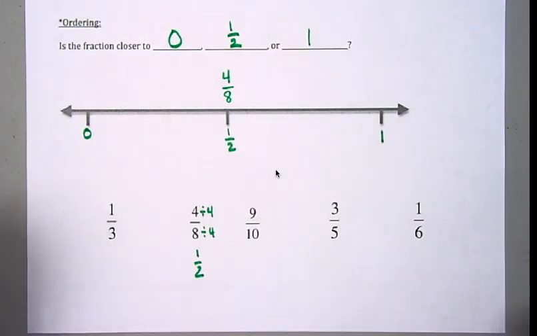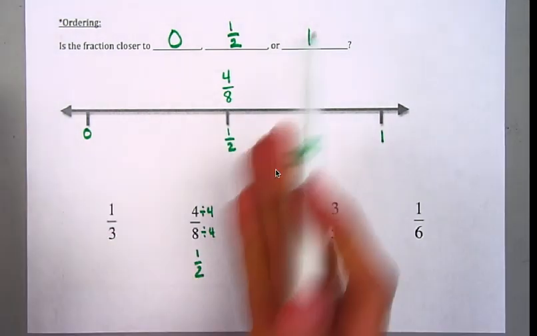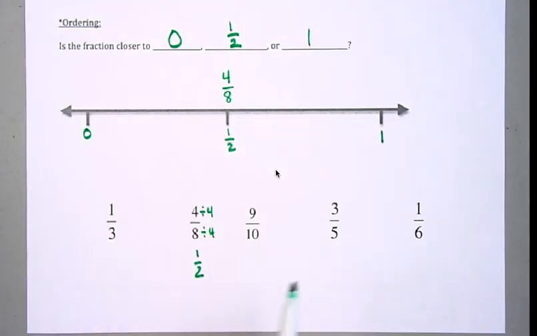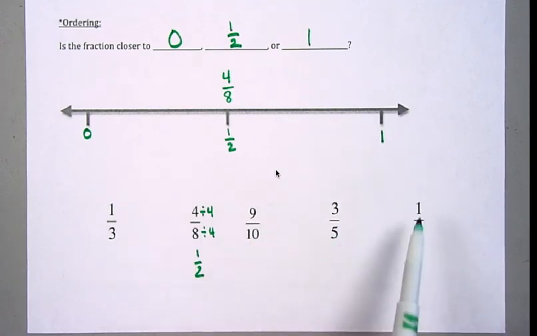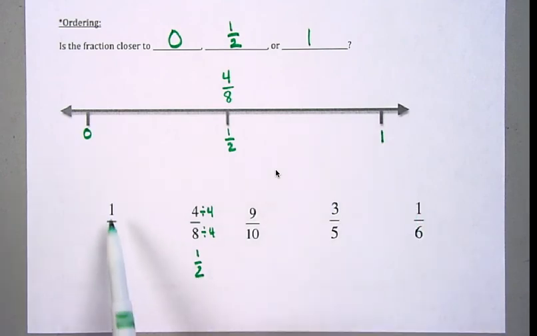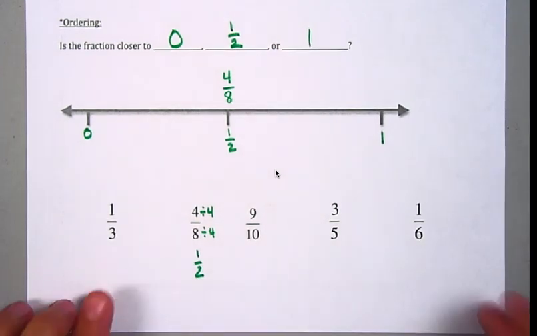The next thing I start looking for is numbers that are closer to 0 or less than 1/2. So 9/10 is definitely more than 1/2. 3/5 is more. 1/6 is less because 3/6 is 1/2. And 1/3 is also less. So let's start with 1/3 and 1/6.